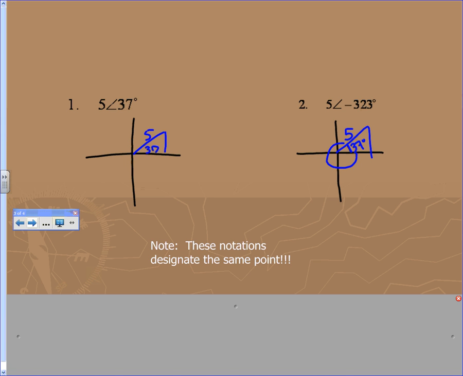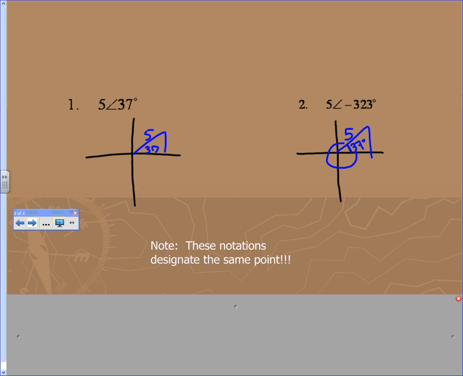Where did I draw my triangle? To the x-axis or to the y-axis? Always to the x-axis. It's a lot easier if you do it to the x-axis. Any questions on how these two work?